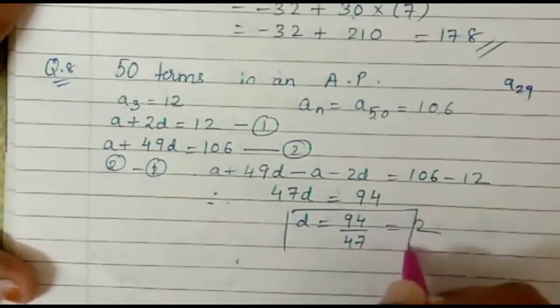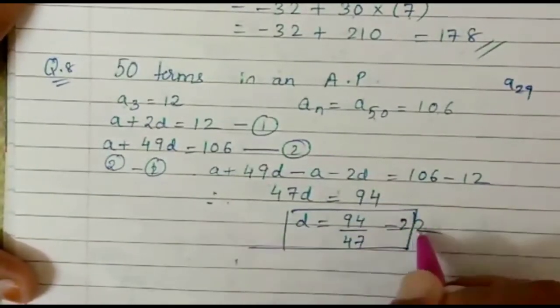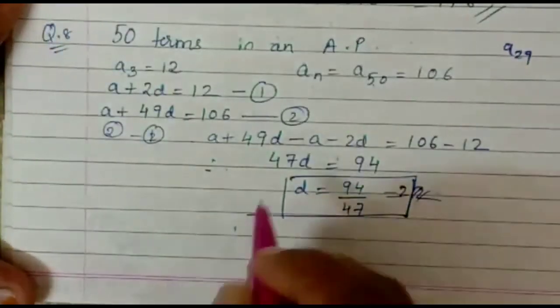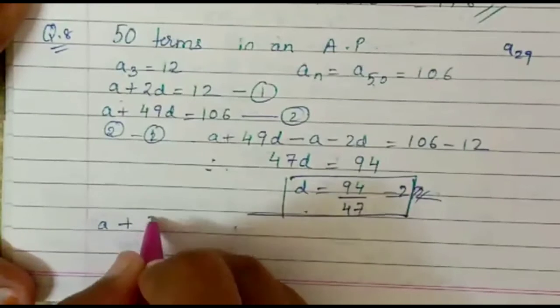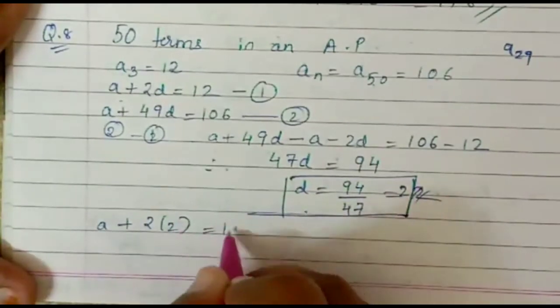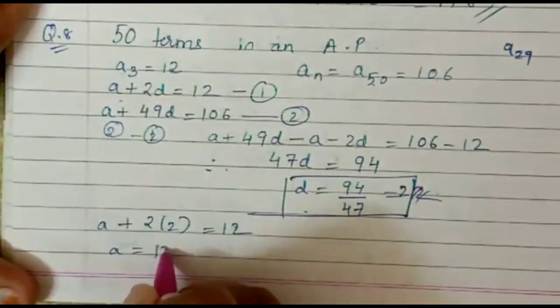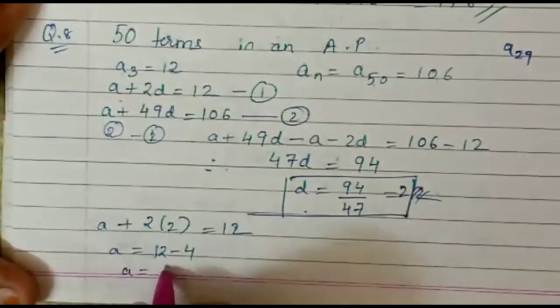So this is the value of d, right? Putting this value in any of the equations, suppose I am putting it in the first equation. So a plus 2 into 2 will become 12. So a is equal to 12 minus 4, a will be equal to 8.